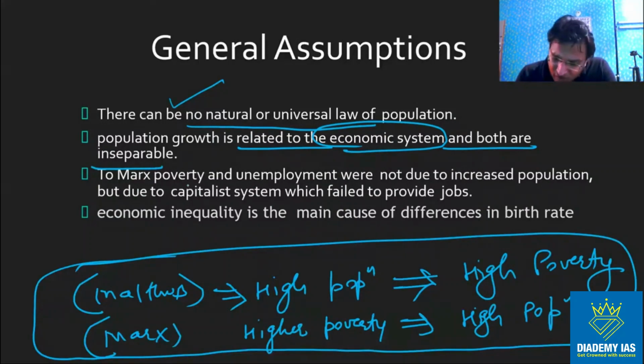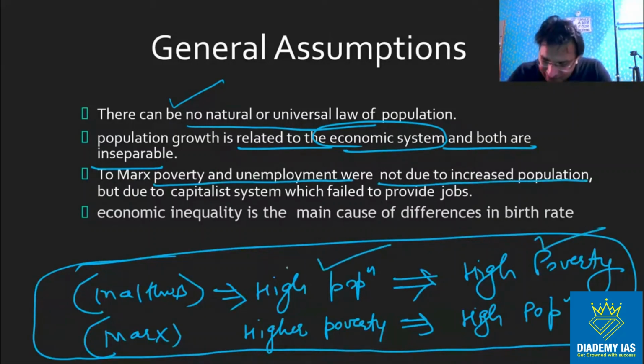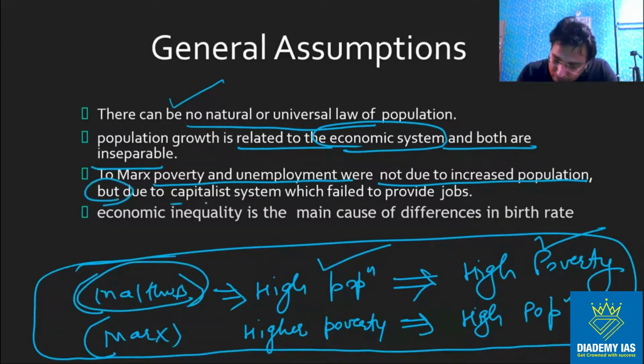So to Marx, poverty and unemployment rate were not due to increased population. उसने बोला ये poverty increased population की वजह से नहीं है. माल्थस ने जो बोला वो गलत है. But due to capitalist system which failed to provide jobs. ठीक है. तो capitalist ने मशीनरी लगा ली. They are investing into the machinery, because of which they required less number of people to work, and people are unemployed, they are poor, and they produce more number of children.